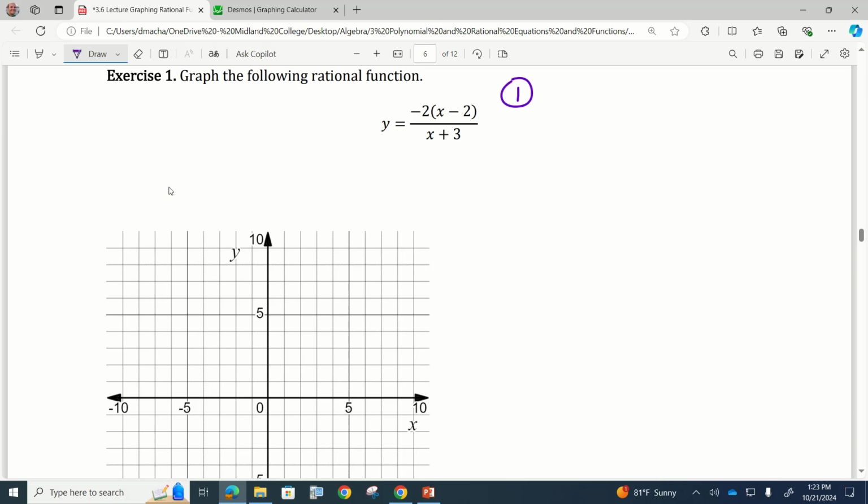Okay, step number 1. Let's find the y-intercept. To find the y-intercept, I set x equal to 0, plug that in, and simplify, and then tell me what I get for y.